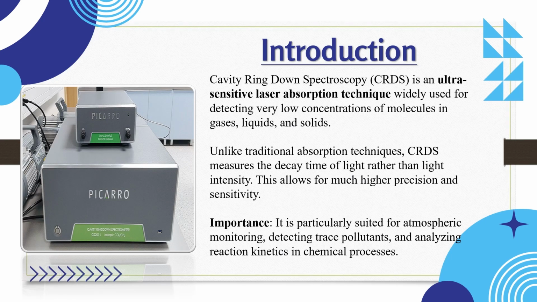Coming to introduction. Cavity ring down spectroscopy is an ultra-sensitive laser absorption technique widely used for detecting very low concentrations of molecules in gases, liquids, and solids. Why is it so unique? Unlike traditional absorption techniques, CRDS measures the decay time of light rather than light intensity. This allows for much higher precision and sensitivity. Coming to importance, it is particularly suited for atmospheric monitoring, detecting trace pollutants, and analyzing reaction kinetics in chemical processes.